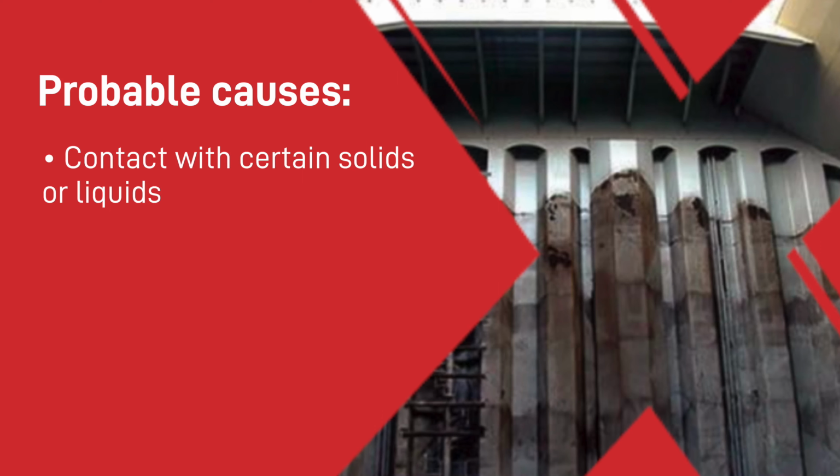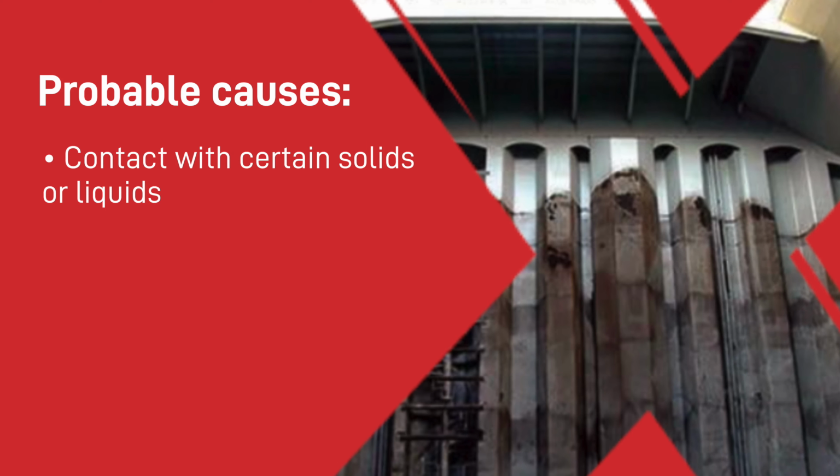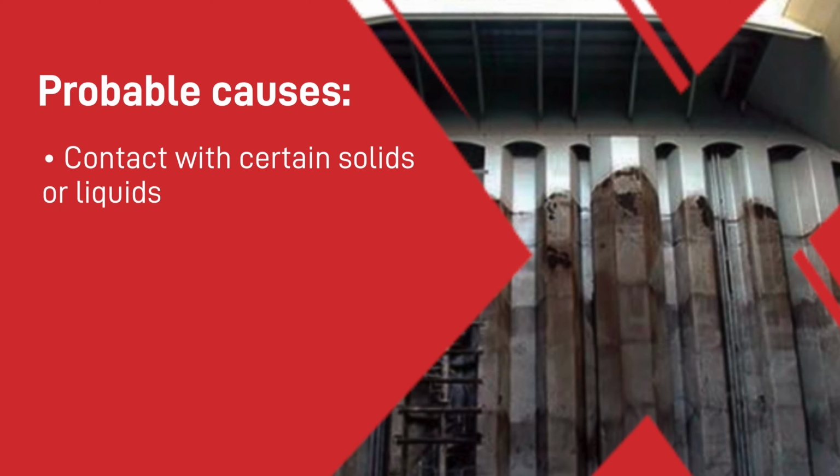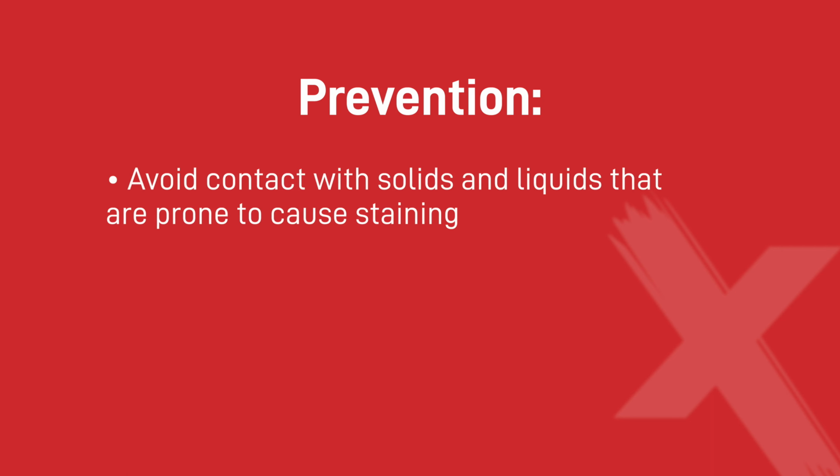Staining is our defect number 39. When a solid or liquid imparts a discoloration to the coating, you tend to be left with a stain. To prevent staining, avoid allowing the coating to come into contact with solids and liquids that are prone to cause staining, or alternatively use dark coloured coatings where any staining would not be so apparent.